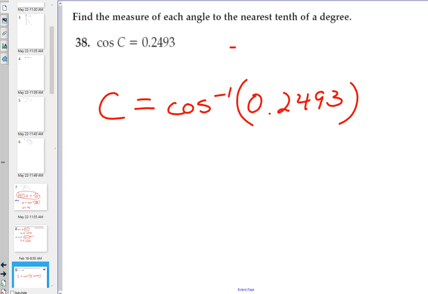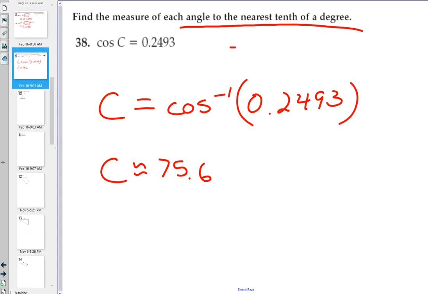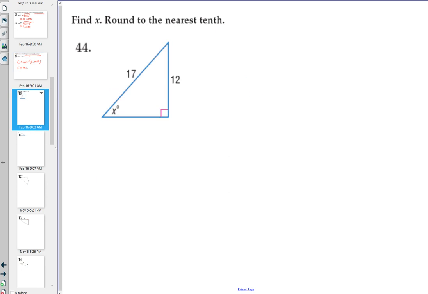Look, to the nearest tenth of a degree. I normally see them asking for angles to the nearest degree, but fine, this one said tenth of a degree, so give me to the nearest tenth of a degree. 75.1. 75.6. If I'm going too fast, let me know, I'll stop.